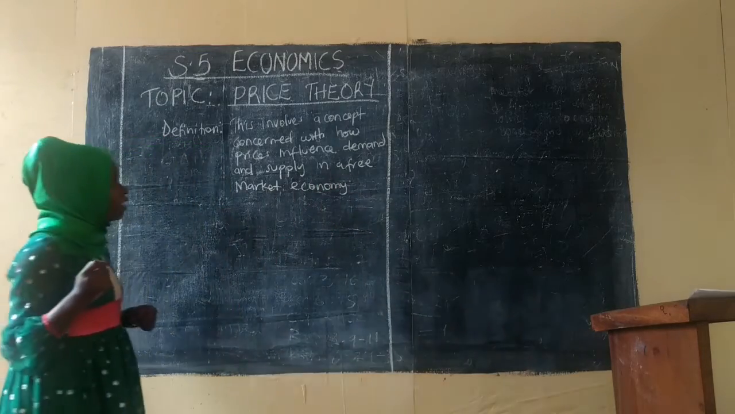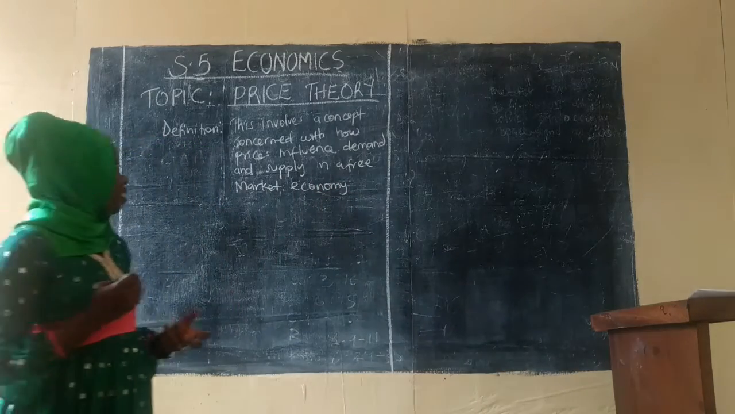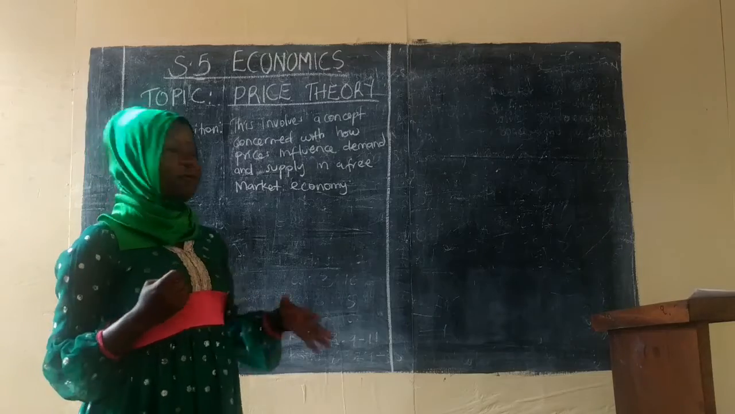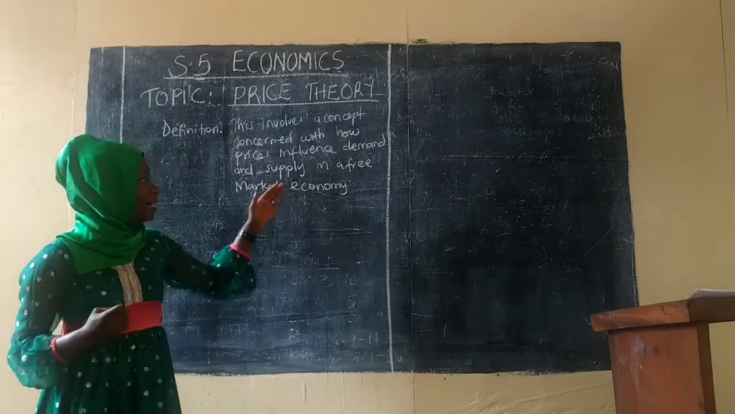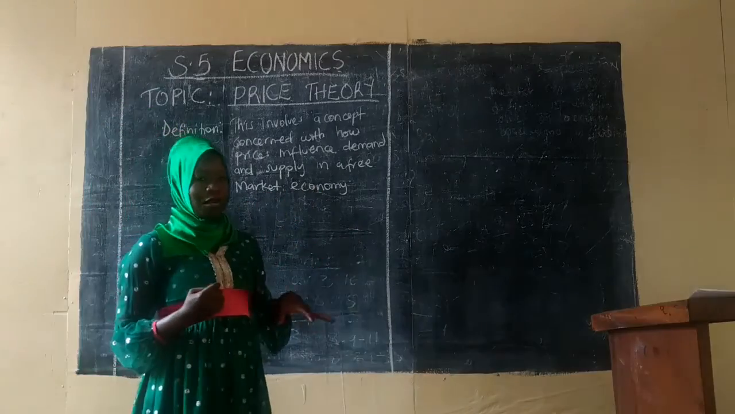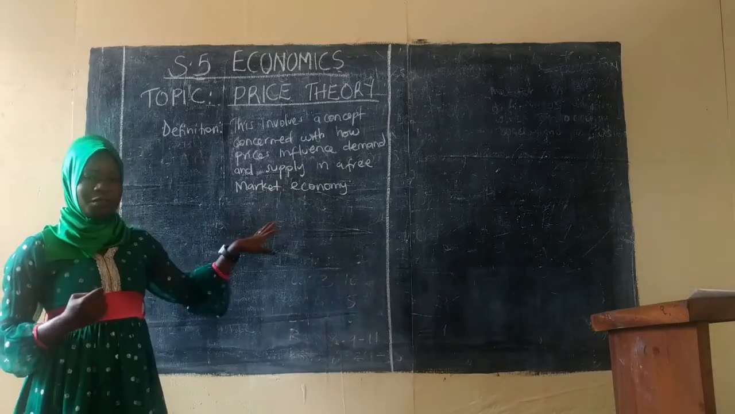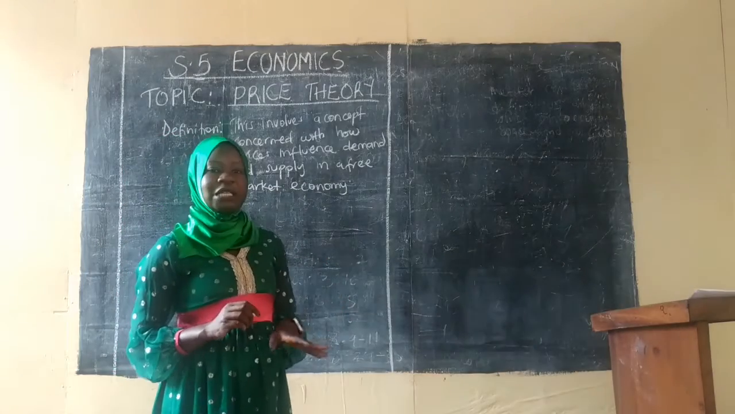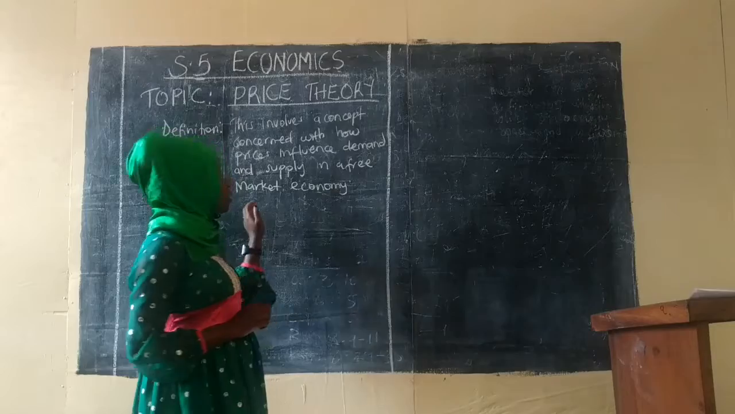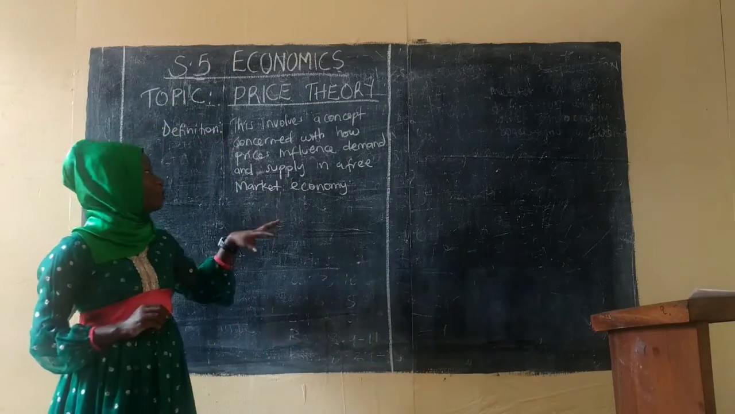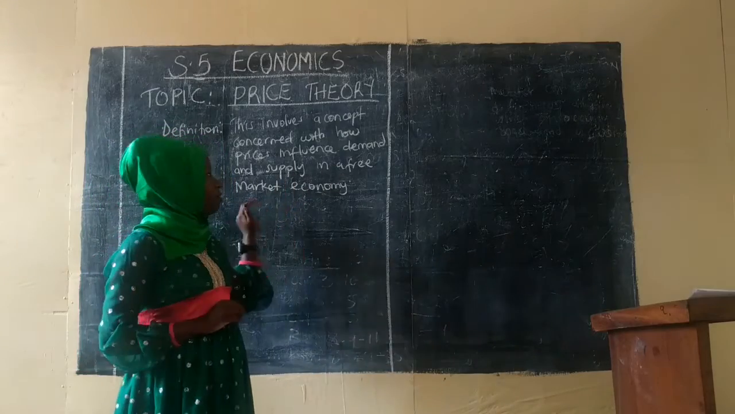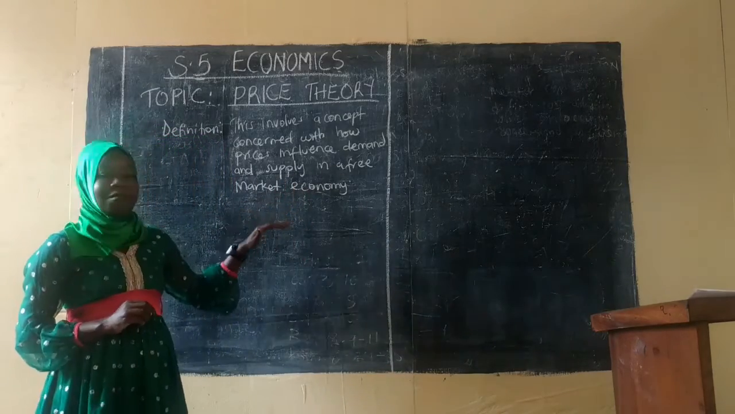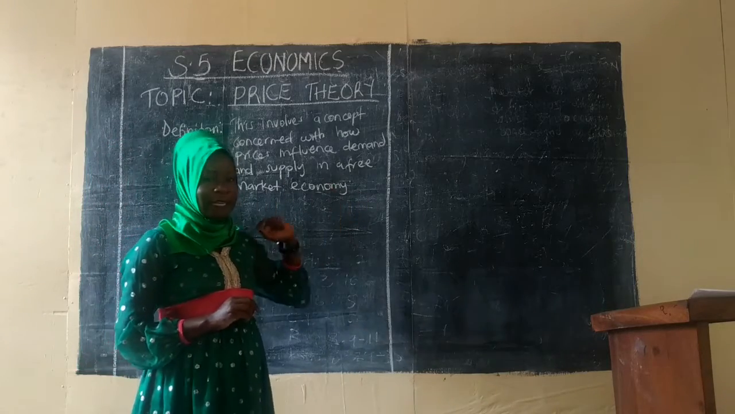So we are simply looking at the analysis of prices and how they influence or affect the supply and demand in a free market economy. When we say a free market economy, we simply mean an economic system where there is no government intervention. It is only the forces of demand and supply that affect or influence prices. So a free market economy means that there is no government intervention.